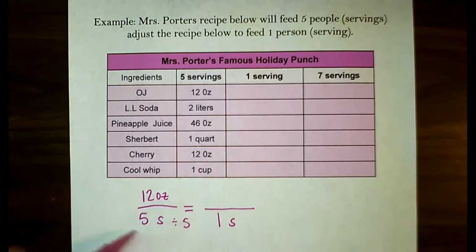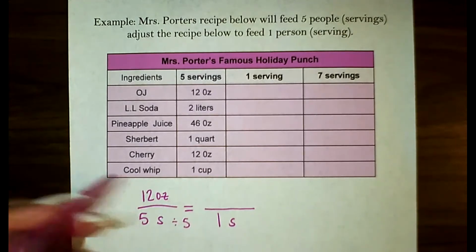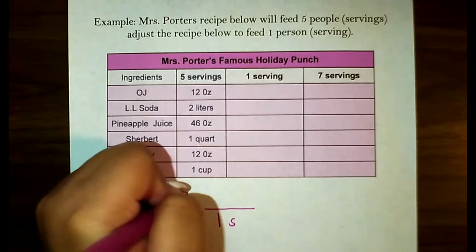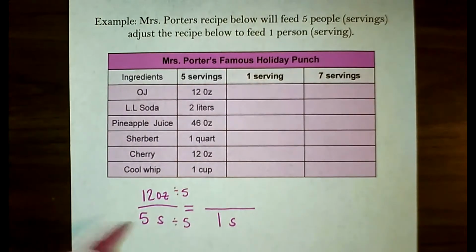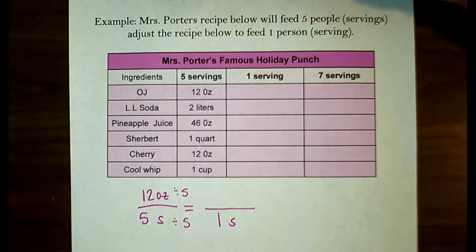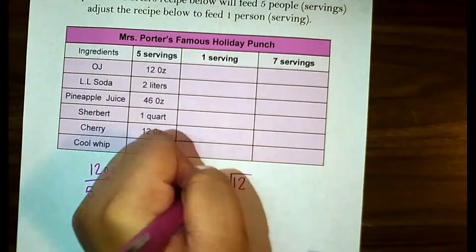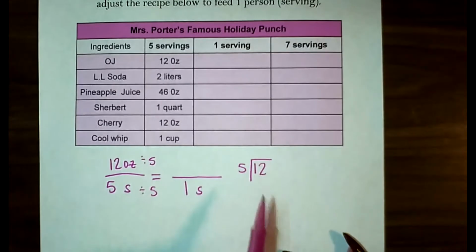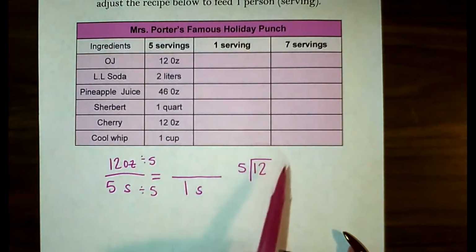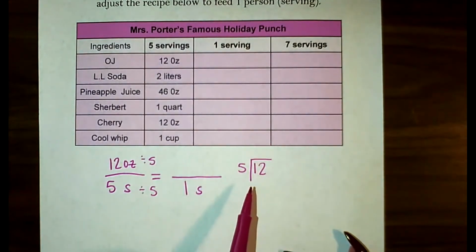And what I do to the bottom, the denominator, I have to do to the top. So I'm going to divide by 5. I'm going to take 12 and divide by 5. All right, so let's quickly do some math. I'm going to take my whole group of 12 and divide it by 5.